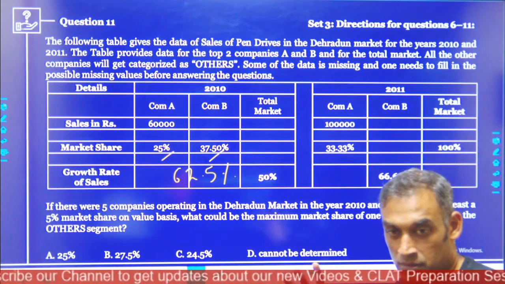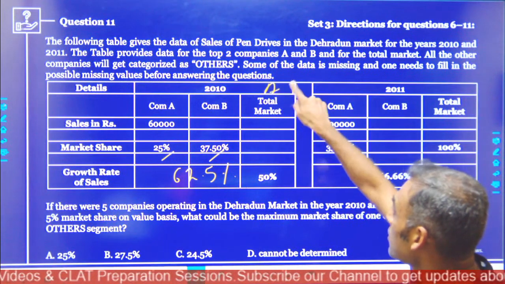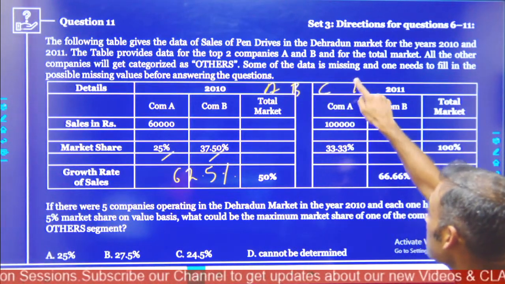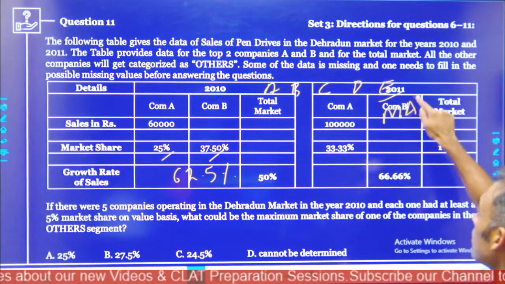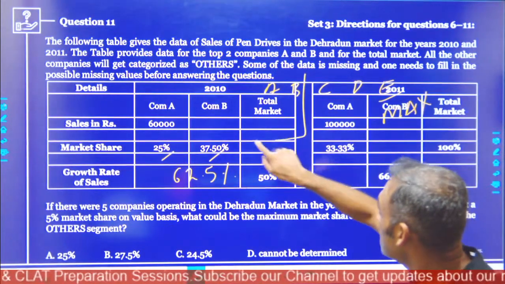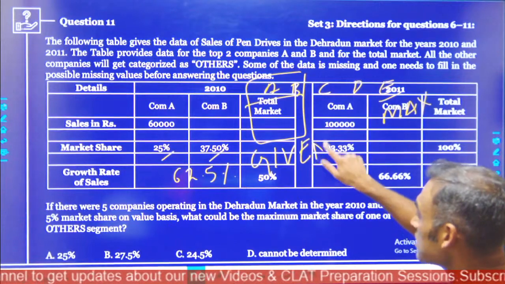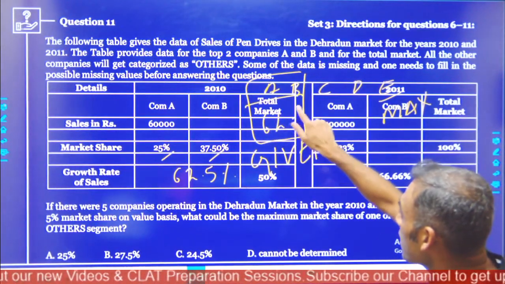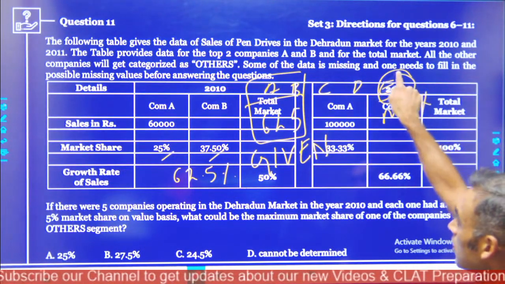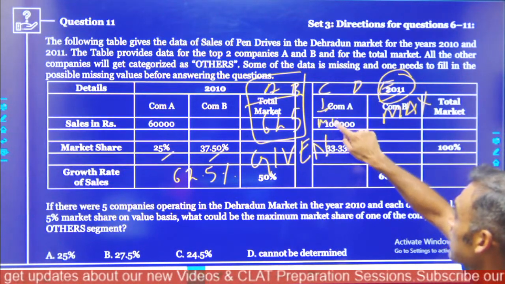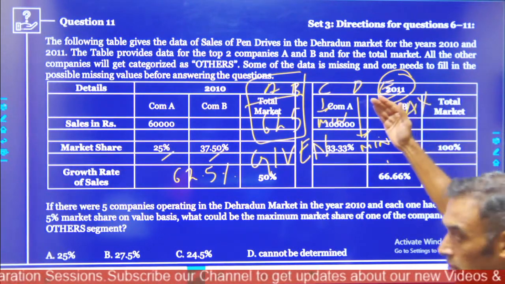So we've got 62.5%. Now he's saying that these are two companies, A and B. Now there is C, there is D, A, B, C, D, and E. We have to maximize one. We know A and B is given, and how much is that? 62.5. So to make, let's say, E maximum, we have to keep the minimum value for C and D. Then only can I make E maximum.